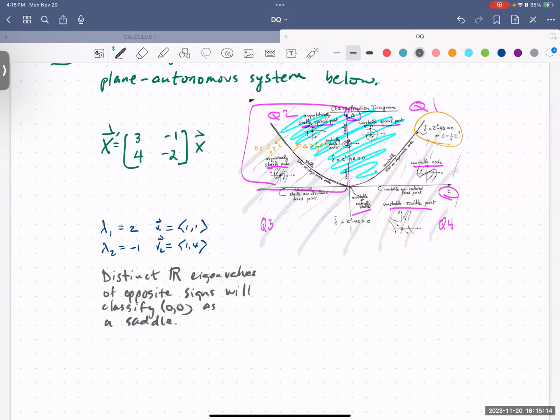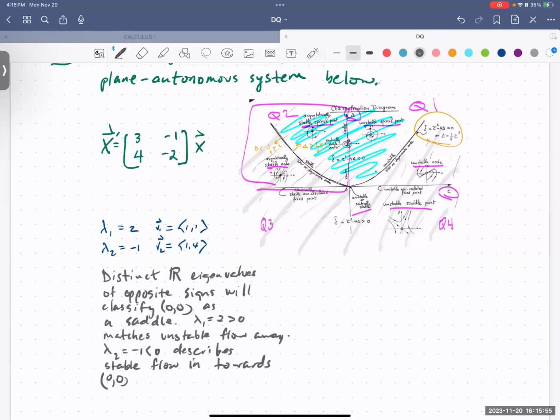All saddles have flow in towards the equilibrium and flow away. The lambda 1 being 2, bigger than 0, matches flow away, unstable flow away. Lambda 2 being negative 1, less than 0, describes stable flow in towards 0, 0.